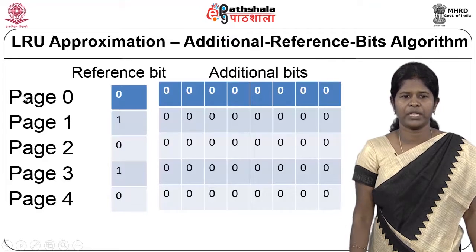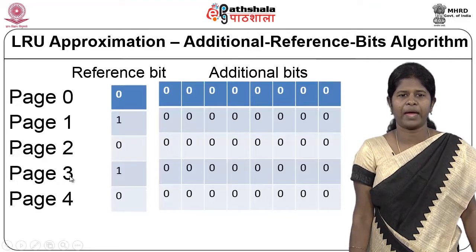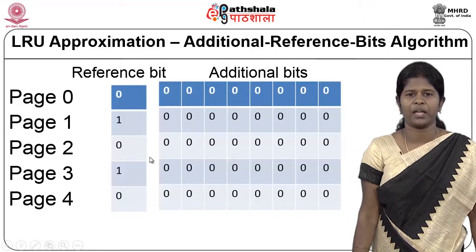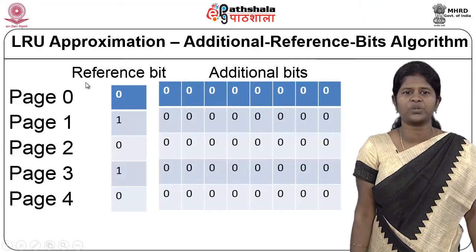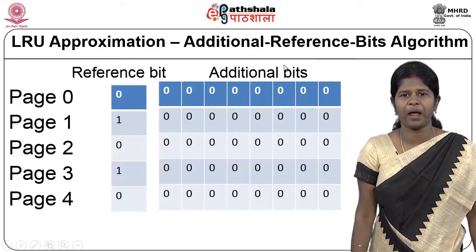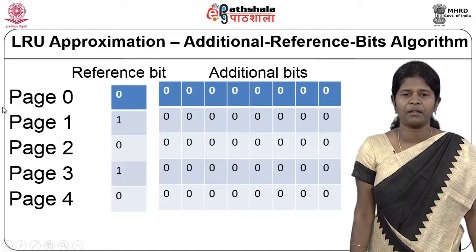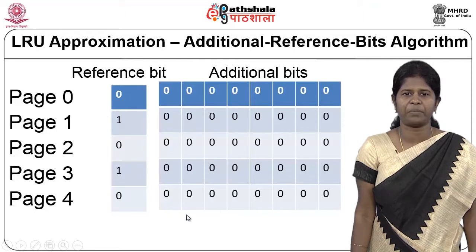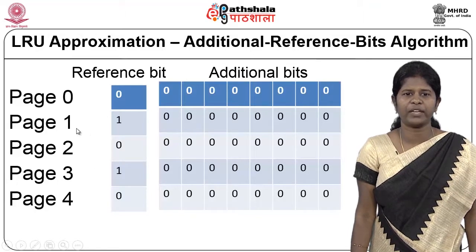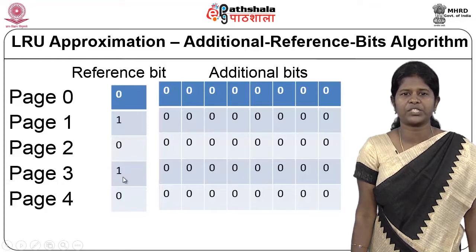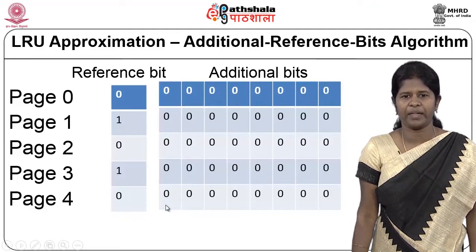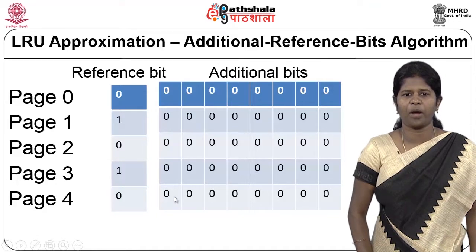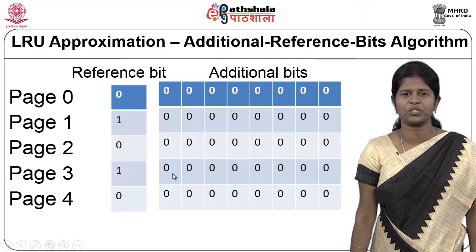In this example, you see that page 1 and page 3 have been referred to. Periodically you look at the reference bits and update the 8-bit bytes corresponding to each page. At this particular moment, when you update this set of bytes, you find that page 1 is referred to and page 3 is referred to. So, all these reference bits are copied onto the most significant bit here, and then see what happens next.